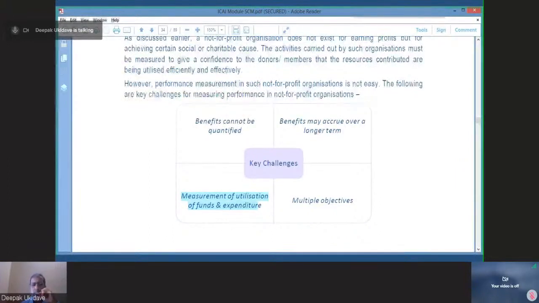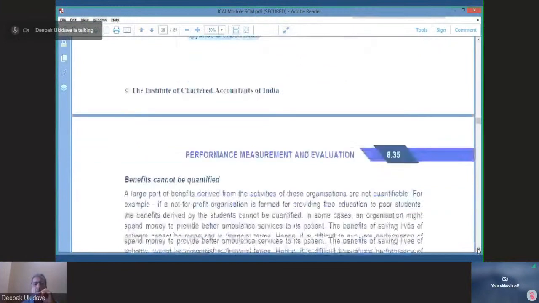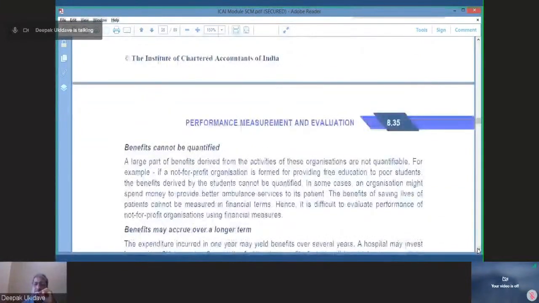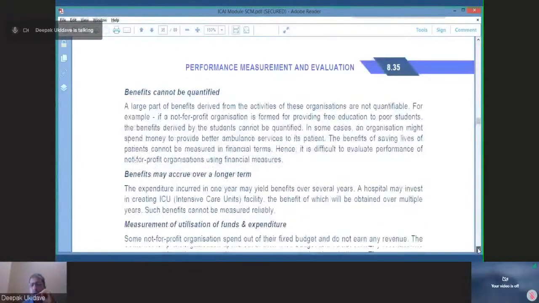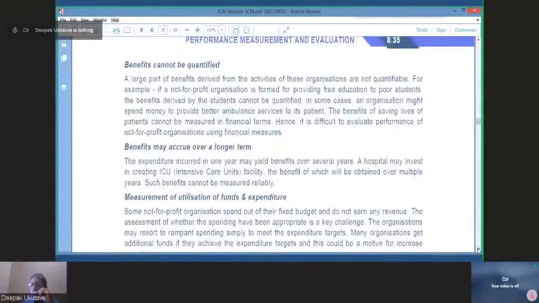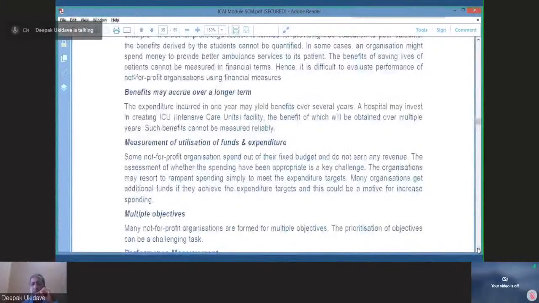But measuring this utilization and mapping it with the income directly on a 1:1 basis may be a difficult exercise. And the last point is multiple objectives. Any charitable organization is working for many philanthropic or social causes, and it is not possible to concentrate only on one objective at a time. So that also could be a hindrance. The prioritization of objectives: one objective may be given more priority vis-a-vis the other. That is also possible. Right? So these are some of the bottlenecks or difficulties encountered by the management at the time of measuring performance in case of not-for-profit organizations.